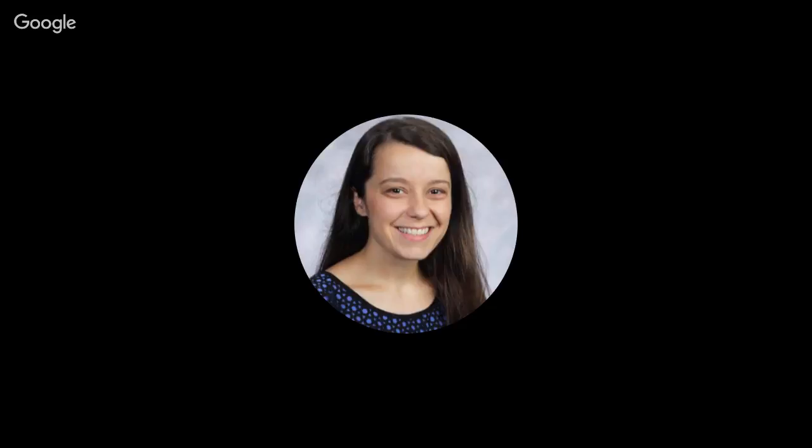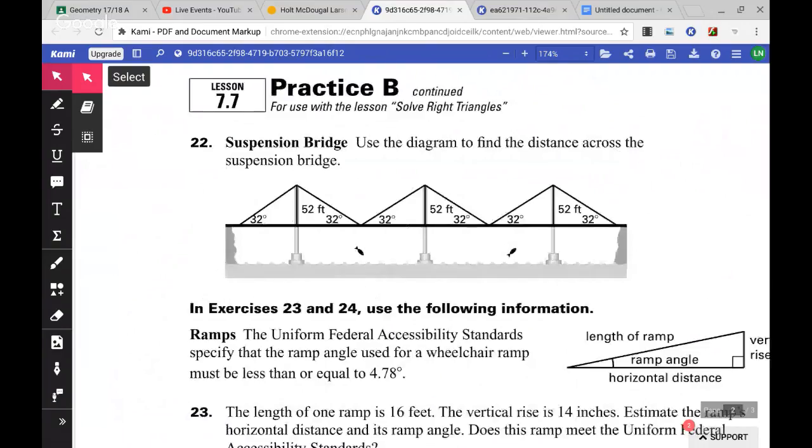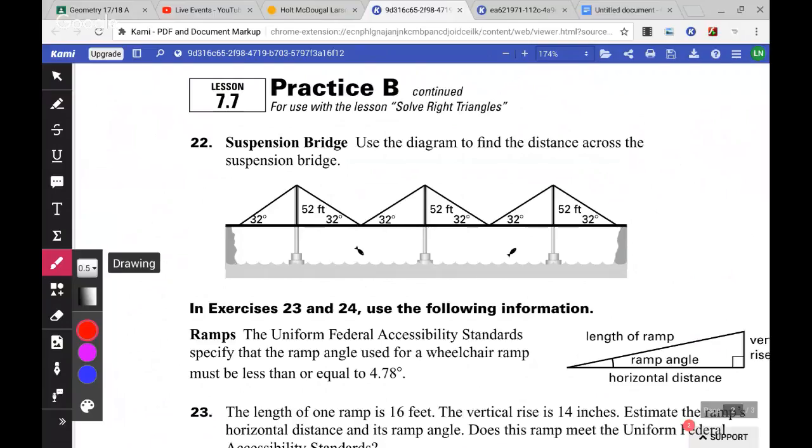Let's just start with number 22. Have you tried it? No. All right, look at it. Read what's given and try to process it, and let's see where we go from there. I'm going to read it too because I haven't reread it. All right. So what are we trying to find? The distance across the bridge. All right. That would be the kind of darkened line, right? Yes, ma'am. Like all this.